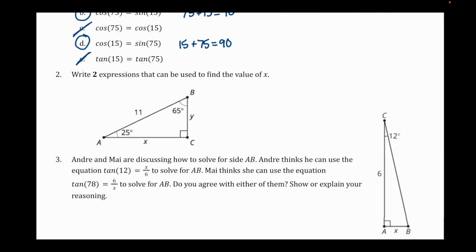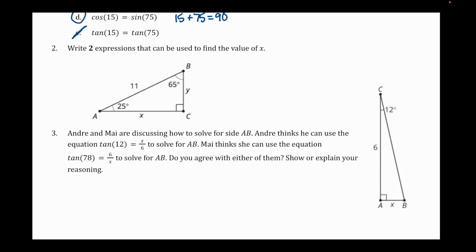Okay, so that brings us to question 2. We're going to write two expressions that can be used to find the value of x. We want to use an expression that doesn't involve the y over here, because we want to be able to solve it and use it to find x. If we don't know y, then we can't find x. So we're not going to include tangent, because tangent would be opposite and adjacent, the two legs. We have to use something that involves x and the hypotenuse.